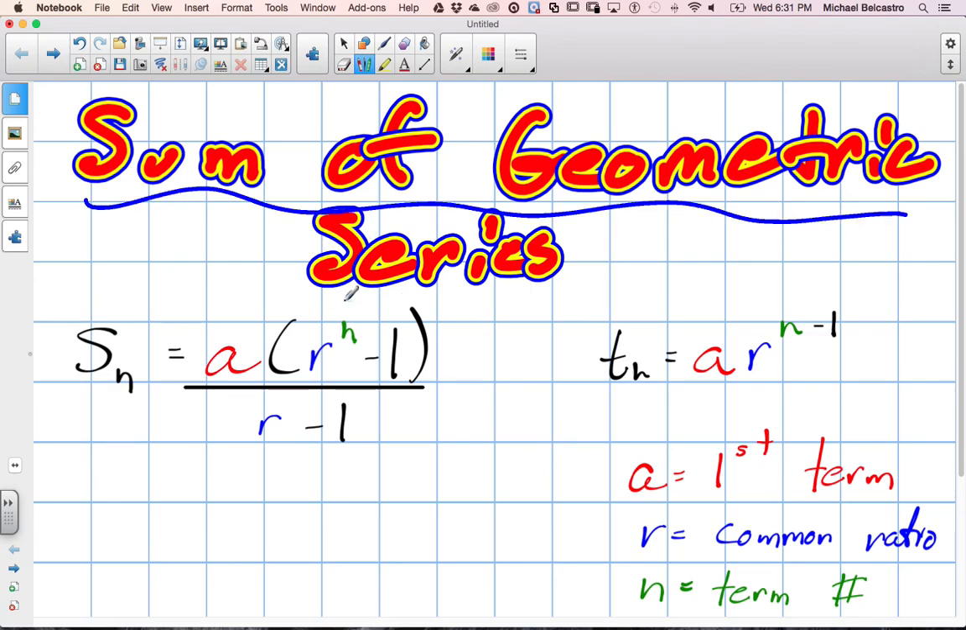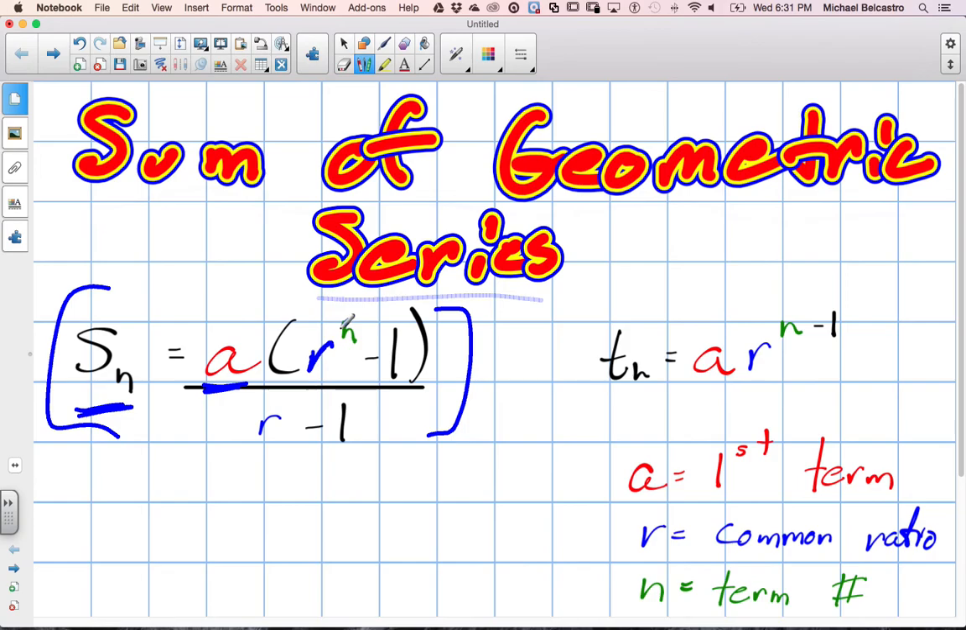Sum of a geometric series. A series usually means the addition of a sequence. So here's our formula. The sum of all the numbers is equal to the first term times the ratio to the power of the term number minus 1, and then all of that is divided by the ratio minus 1. Now that's for the series.